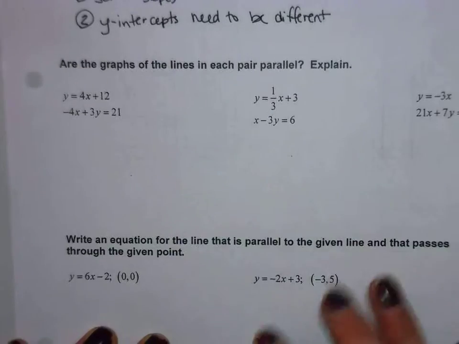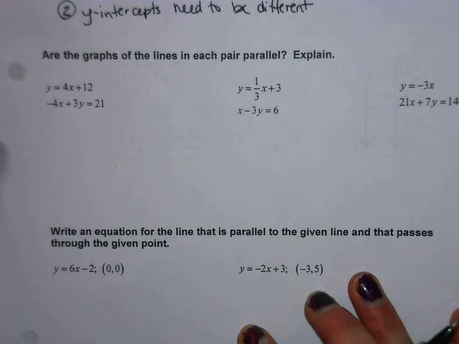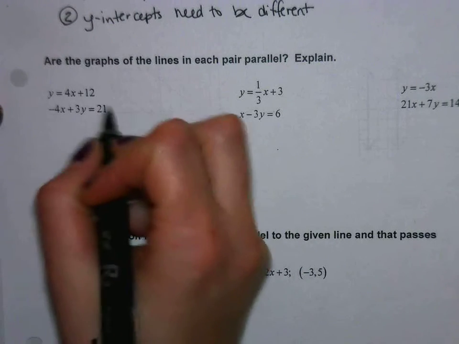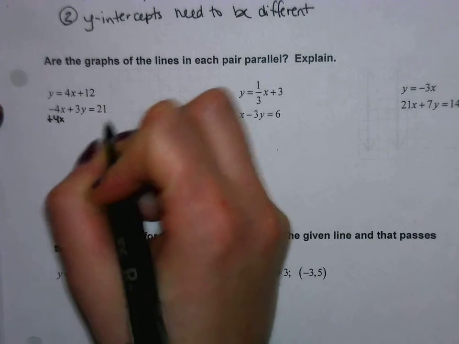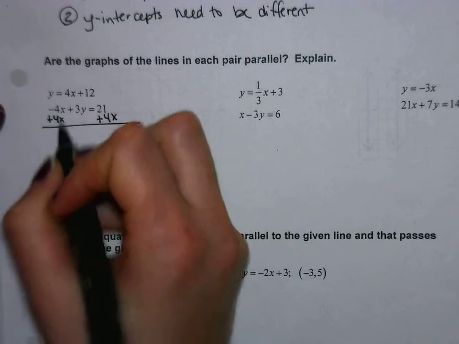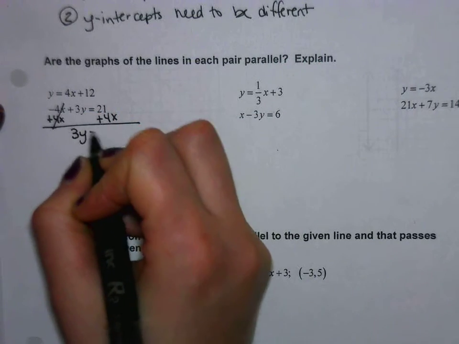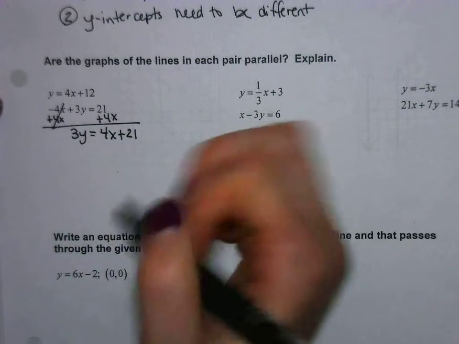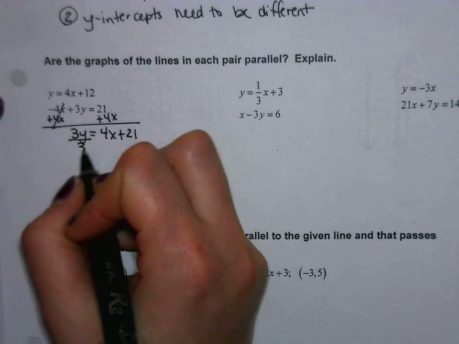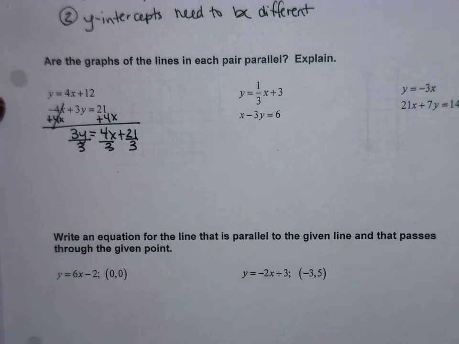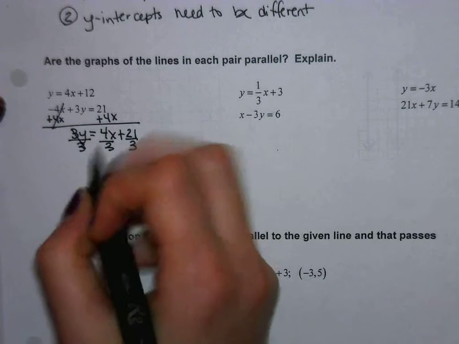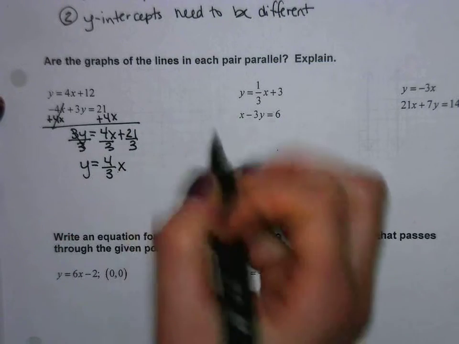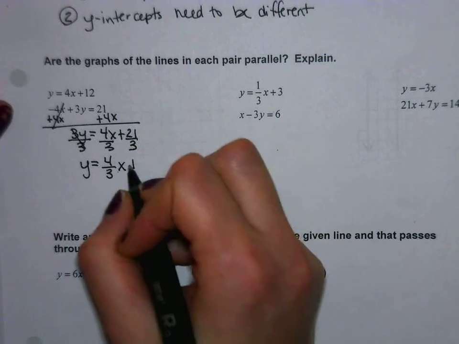So let's take a look at a couple of equations and see if they're going to be parallel or not. Our first one is in slope-intercept form, so we don't have to do anything with that, so let's change this one. We can add 4x to both sides of the equal sign, so that becomes 0, so we're left with 3y equals, not like terms, so we have 4x plus 21. Our last step is to divide by 3. 3 divided by 3 is 1y. 4 divided by 3 is just going to stay 4/3 x. And 21 divided by 3 is 7.